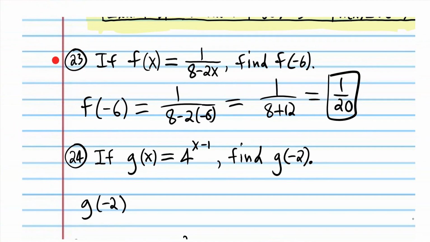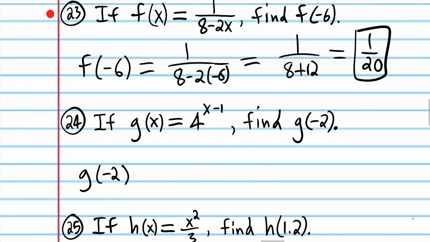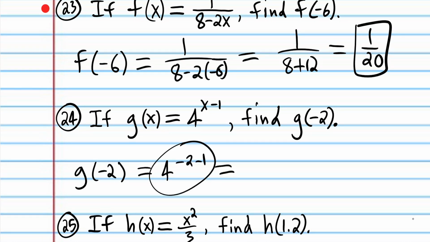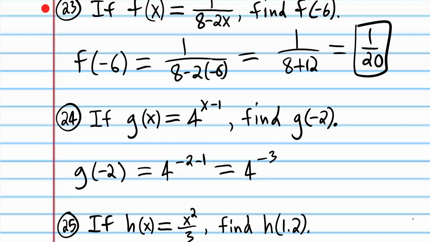g of x is defined to be 4 to the x minus 1 in this example, and we're trying to find g of negative 2. So that means that our input is going to be negative 2, and our output is going to be whatever 4 to the negative 2 minus 1 power is. So I rewrote this expression, but instead of x, I wrote negative 2. So now we have 4 to the negative 3 power.